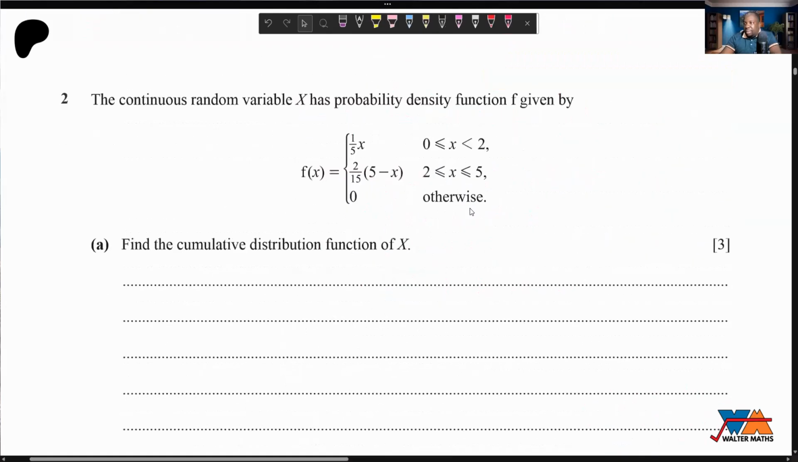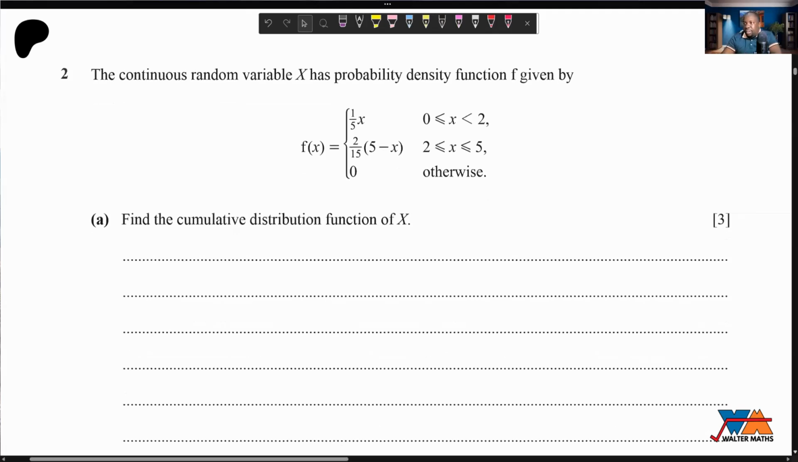Now we're on question number 2. It says, the continuous random variable x has probability density function f given by f of x equals a fifth of x for values between 0 and 2, 2/15 of 5 minus x for values between 2 and 5, or 0 otherwise. They say we should find the cumulative distribution function of x, so the CDF of x.